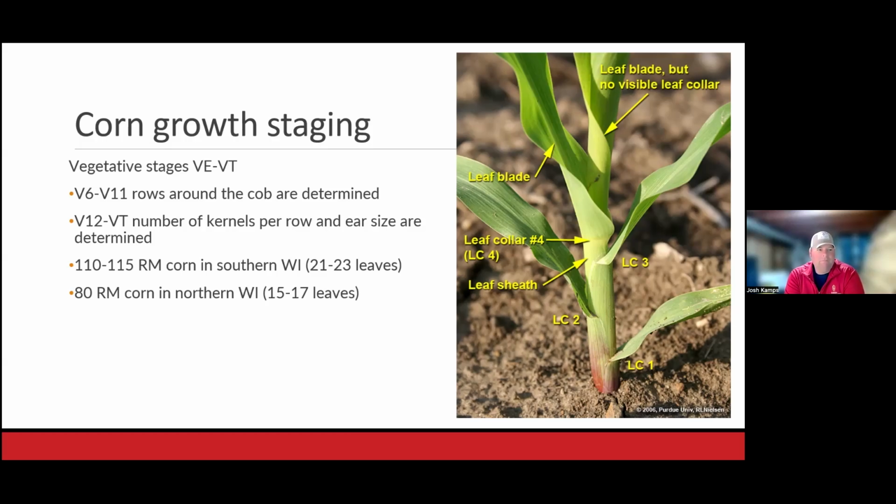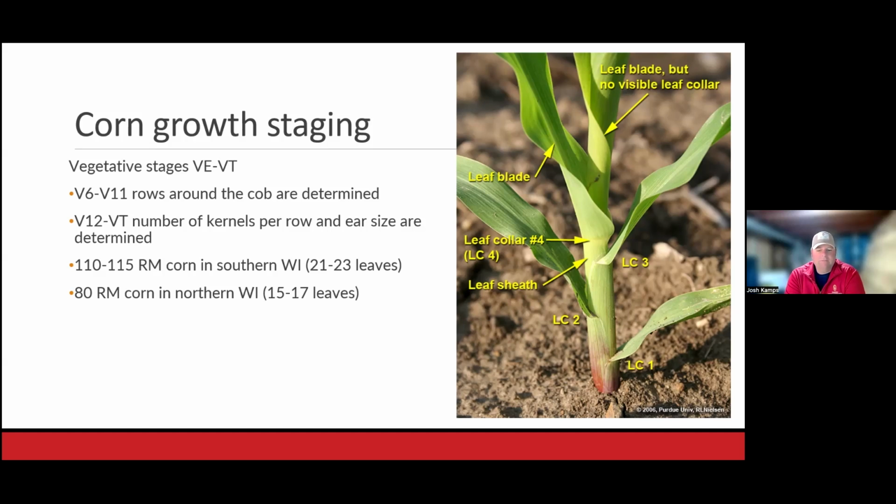Okay, so corn has vegetative stages from VE, which is the emergent stage, all the way up until VT, which is tassel. Some important stages when yield potential is being determined are V6 through V11. When we have that sixth collar on the plant, that's when we're starting to determine the number of rows that are on the cob.